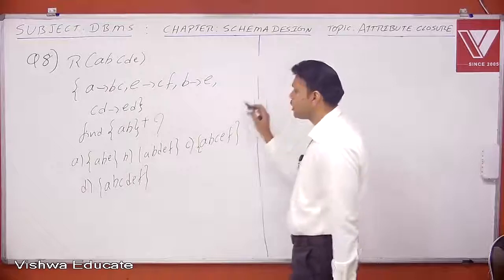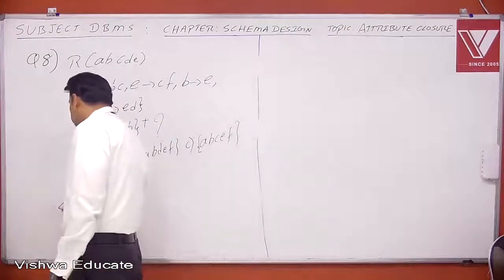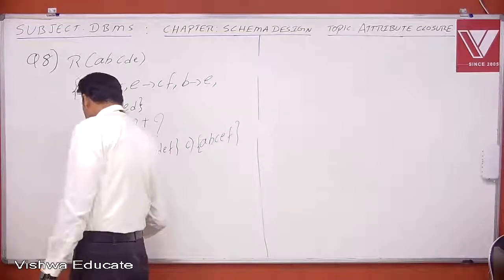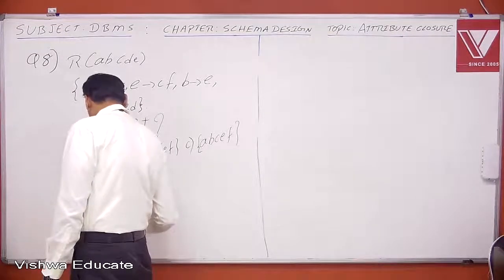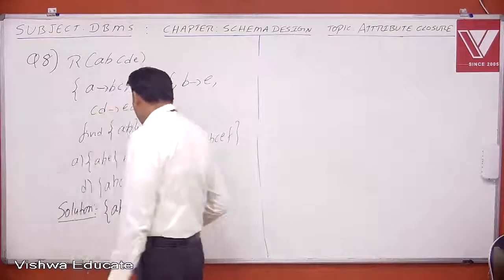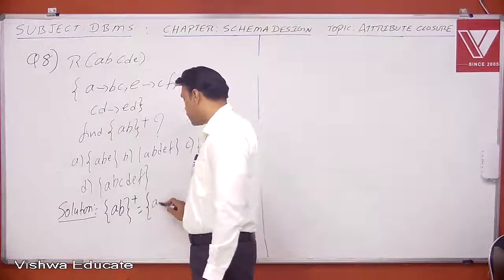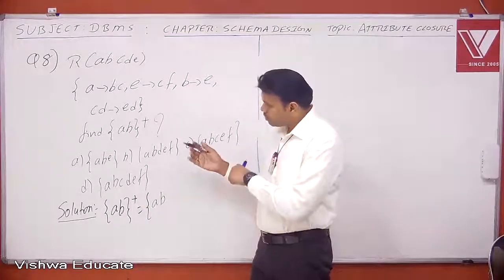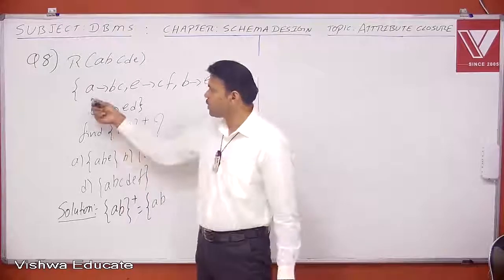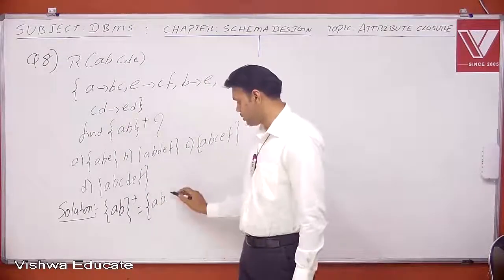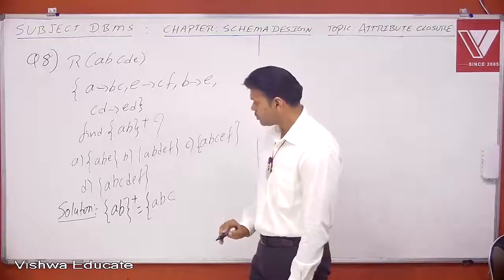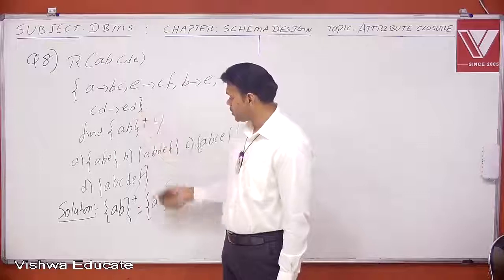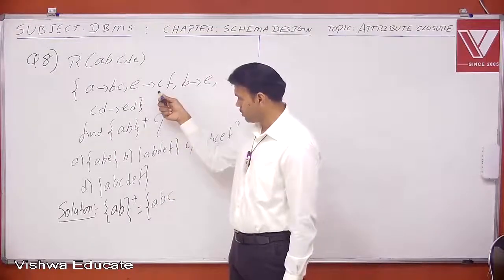So the solution starts here. Use rule number 1, reflexivity. Write the things which are there with you. Now map them. If I know the A value, what can I get? BC. B is already present. The E combination is not there with me, so I can't write this CF combination.